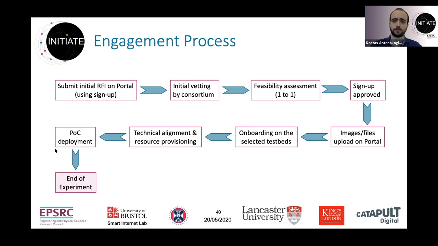Now, after the submission of the request for interest, the request will be sent to the consortium, and the consortium will do the vetting to check the background of the company, in case, for example, there are fake requests. And in case of a successful outcome, we move to the next step, which is the feasibility assessment, to check the capabilities of the testbed site according to the requirements of the use case proposed. And the consortium at this stage might contact the participant for a one-to-one meeting to retrieve more information regarding, for example, the required equipment necessary for the use case.